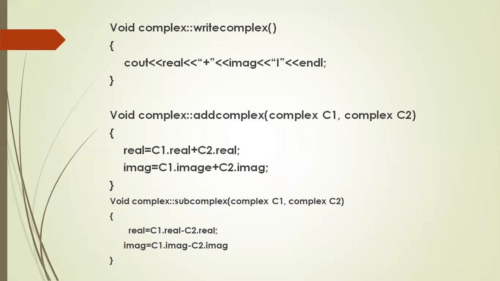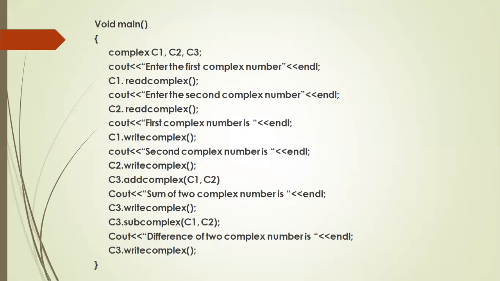Therefore, for C3, we can directly take real and image. So real equal to C1.real minus C2.real. Similarly, image equal to C1.image minus C2.image. Now we have defined all the four functions outside the class. Next part is writing the main function. Void main, complex C1, C2, C3: declare three objects of complex type.